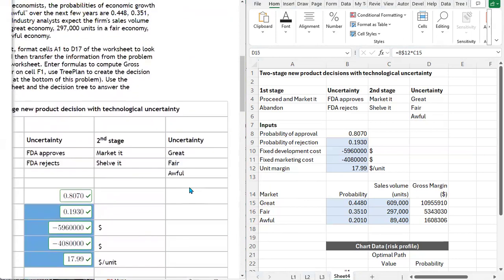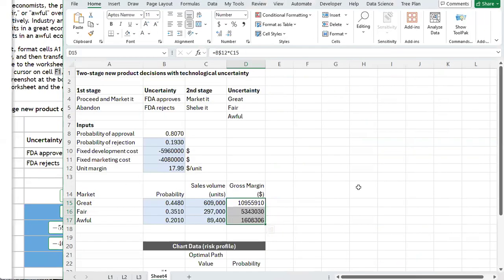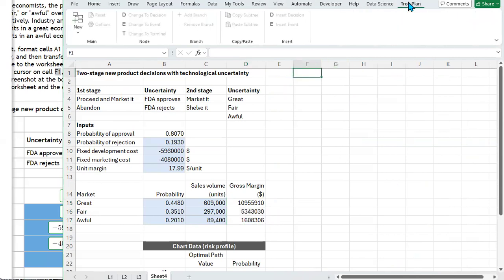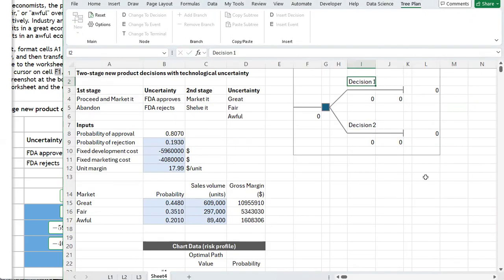Now, to build the decision tree, you want to put it in cell F1 according to the instructions. And we're going to use the TreePlan macro that we installed into Excel. In order to access it, you have to click on TreePlan, and you want to click new. And in the first stage, we have 2 branches for our first stage decision. So we're going to click on with 2 branches. I'm going to click on decision 1, press the equal sign, and then click on proceed. I think what I'm going to do is abbreviate. I'm going to change that to just proceed with product.